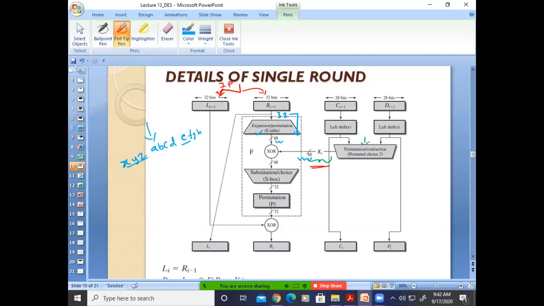Then in the round function there is one more XOR operation between this 48-bit key and the right side expansion bits. Then the output of the R side should be 32 bits only. So these two functionalities will convert 48 bits to 32 bits. That is called the S-box, substitution box. I will explain the substitution box here.